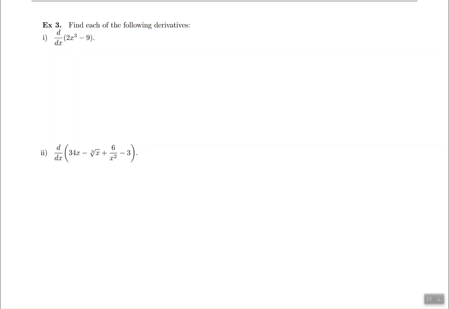It says we want the derivative of the quantity 2x cubed minus 9 with respect to x. So I'll write all the steps for this one, but eventually we're going to start skipping some of the steps. So first of all, there's a minus in the middle, and the minuses don't matter. So we're going to do the derivative of the first part, we're going to do the derivative of the second part, and we're going to stick a minus in the middle because that's what was there previously. So that's the difference rule basically.